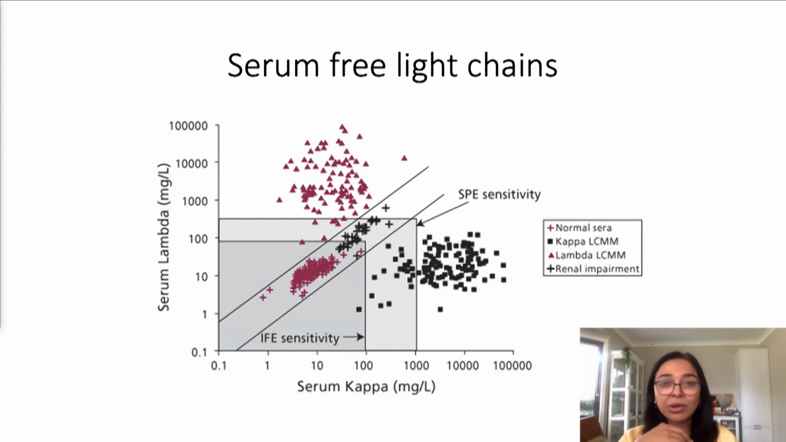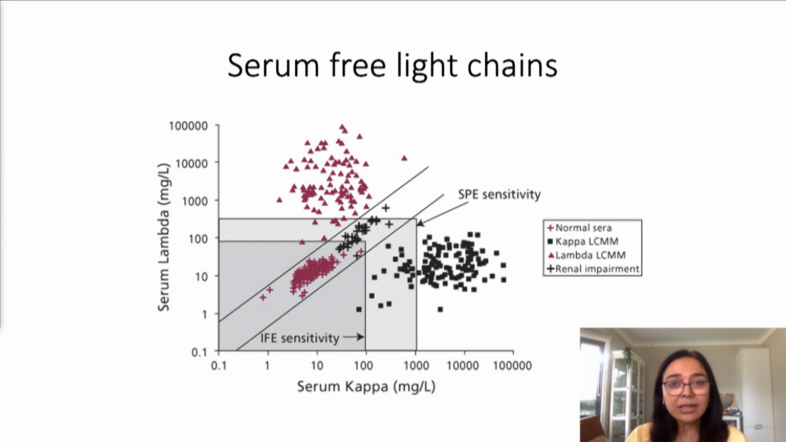So most hematologists will also do a serum free light chain analysis. Now I apologize, the slide looks quite complicated, but I'll walk you through it. So on the x-axis, you've got kappa light chains. On the y-axis, you've got lambda light chains. Right? In the middle here, you've got a normal patient.